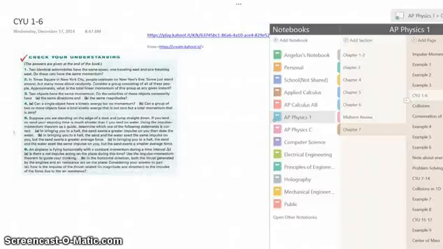This is where we left off yesterday in class. We're going to skip the Kahoot. We'll do that in class tomorrow. We're going to go on to collisions and conservation of momentum.